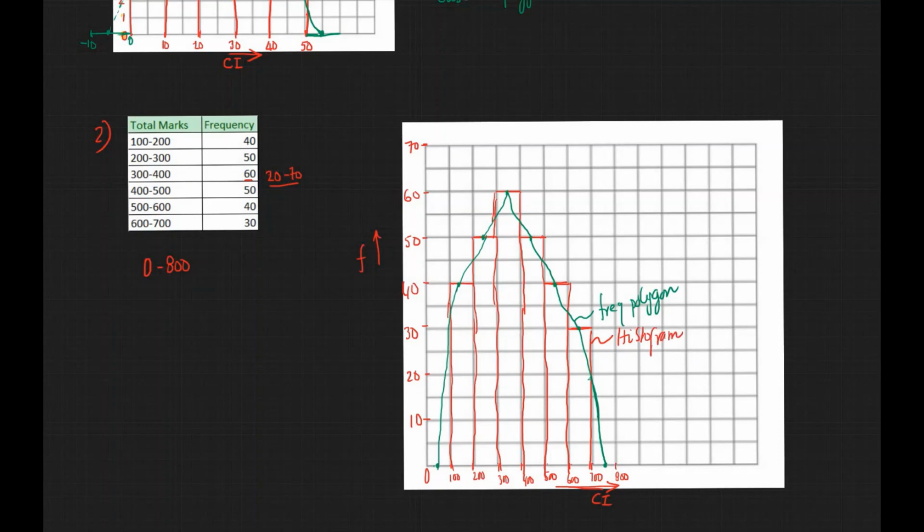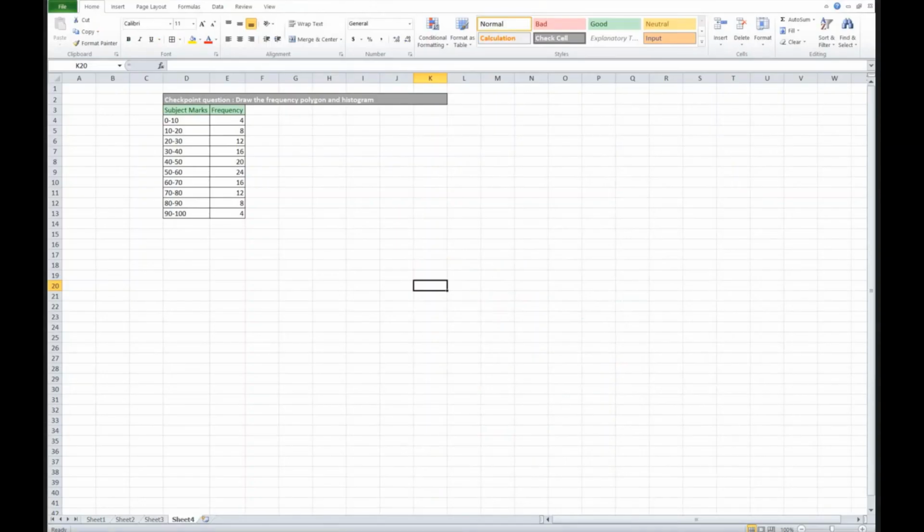So we have seen in this video how to graphically represent any given data. We would end this video by introducing a checkpoint question for you. So here is a checkpoint question. Draw the frequency polygon and histogram.